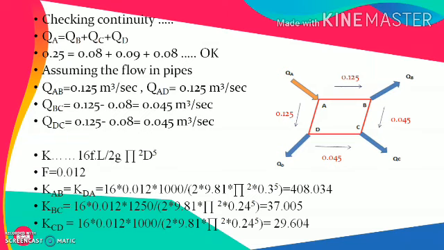Now, as we have seen, value of K is going to be 16 FL upon 2G pi square D raised to 5. So this is going to be constant for each pipe. Don't misunderstand the thing that somewhere we have even found that value of K has been written separately along with the value of L and D.